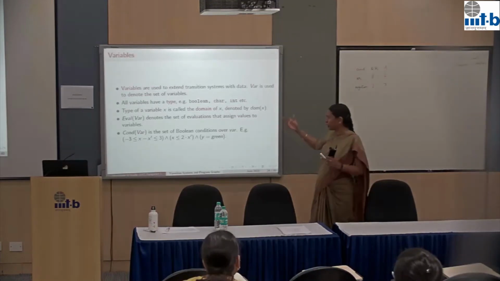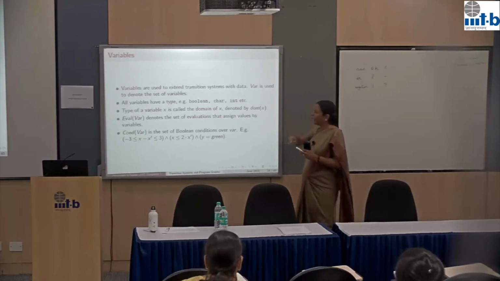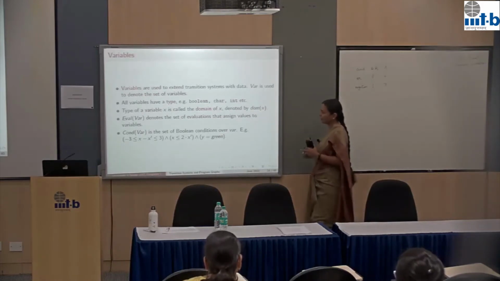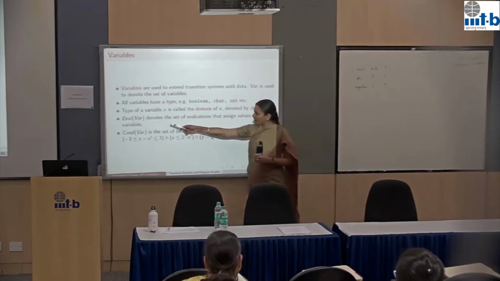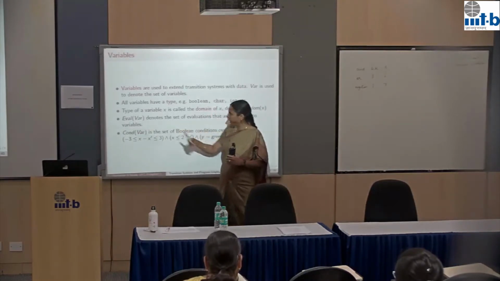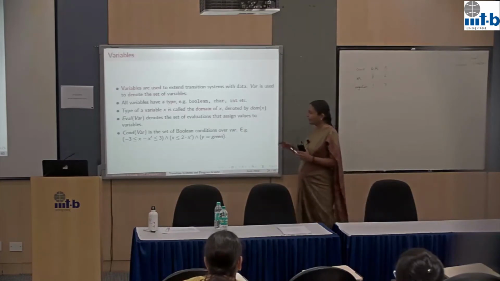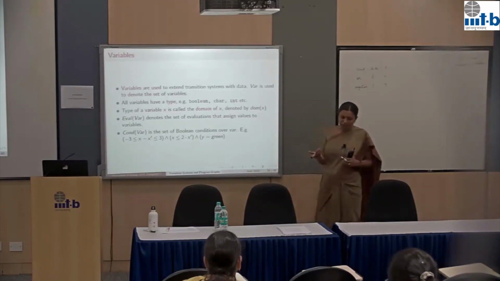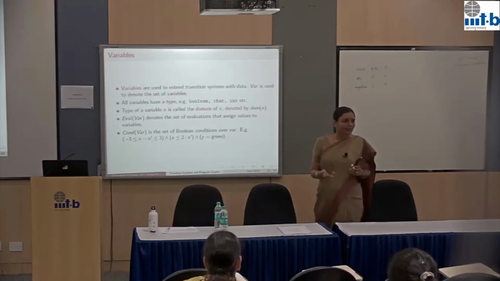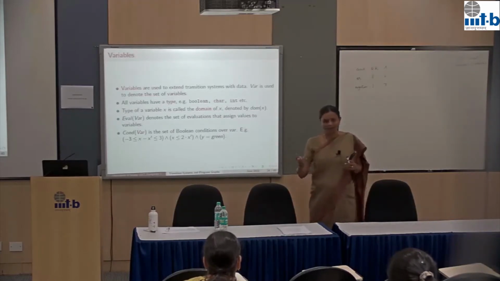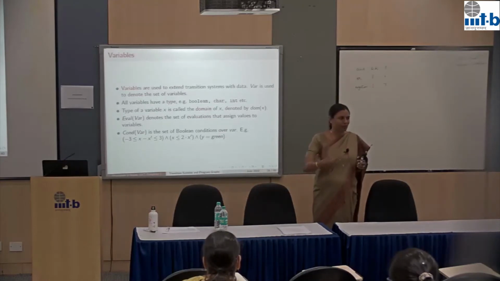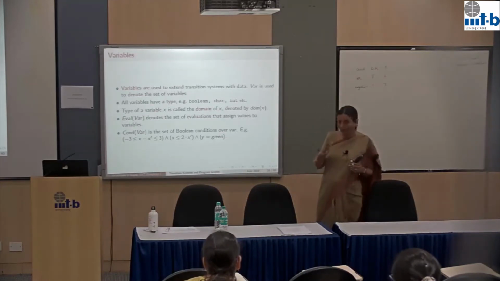Each variable will have a domain dictated by its type, and each variable can have a set of evaluations. We write it like this: an evaluation denotes the set of assignments of values to variables. For example, if it's an integer variable, I could assign it 3. I can't assign it 3.5. If it's a floating point variable, then I can't assign it 3, I should assign it 3.0 or 3.2. That's what we mean by an evaluation.